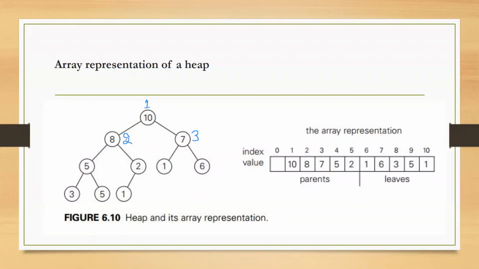So this is 2. What is the location of its child? It is 2I. If I is 2, what is 2I? 2I is 4. So this is 4. And 2I plus 1 is 5. And this is 6, and this is 7. How is it 6 and 7? It is 3 into 2, 6, and 3 into 2 plus 1, 6 plus 1, 7.